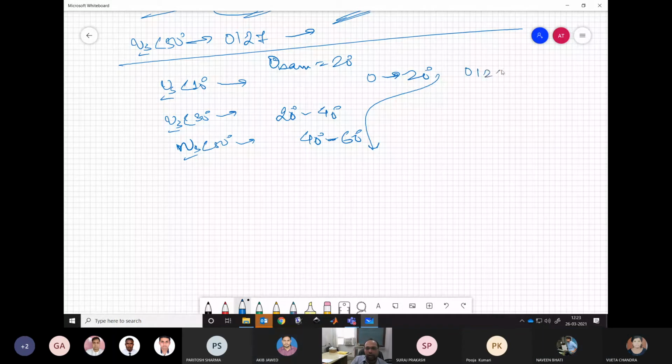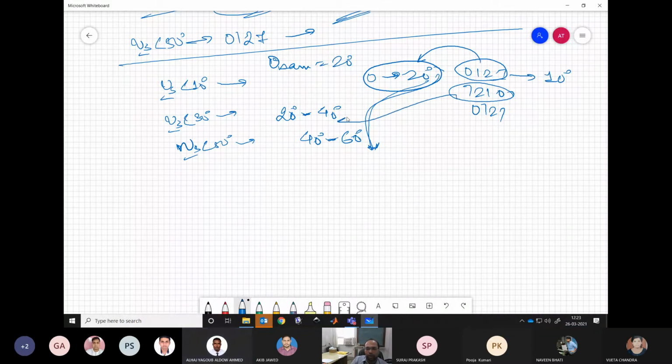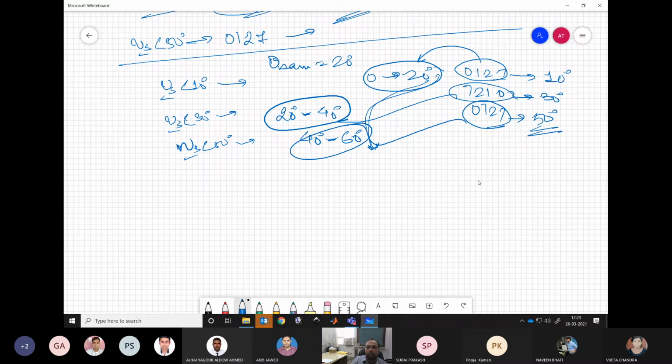Now you have understood: continuously applying these vectors 0, 1 to 7, 7 to 1, 0, 0, 1 to 7 for all these angle ranges. Only because you have applied this vector sequence between 0 and 20, you have got your sample at 10 degree. Only because you have applied this over the range 20 to 40, you have got your sample at 30 degree. Only because you have applied this between 40 to 60, you have got it at 50 degree. Getting my point?